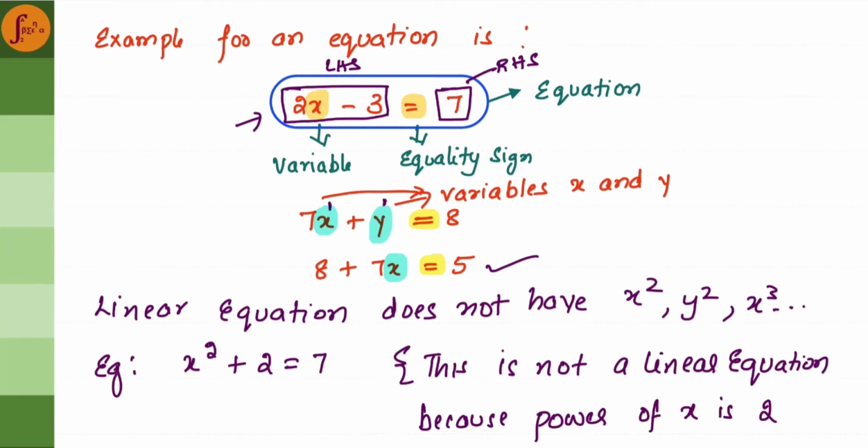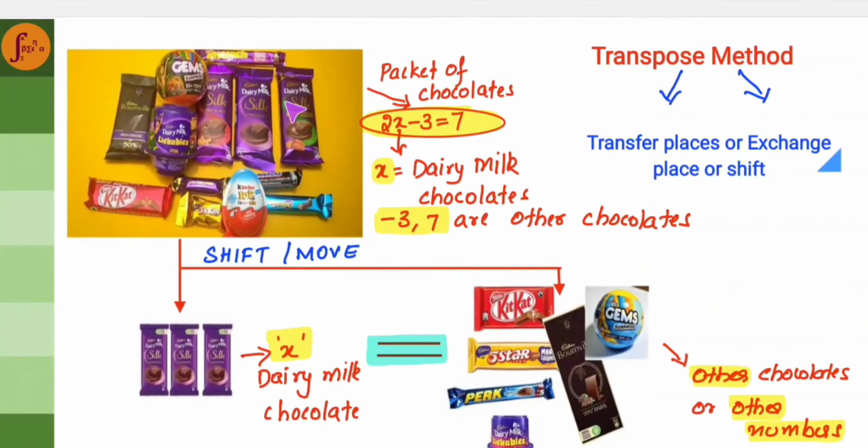But if the power is more than 1, then it is not a linear equation. If you have something like x square plus 2 is equal to 7, we have x square. Since the power is more than 1, that is, the power is 2, this is not a linear equation. Even if the power is 3, it's not a linear equation. Now let's look at solving these equations.